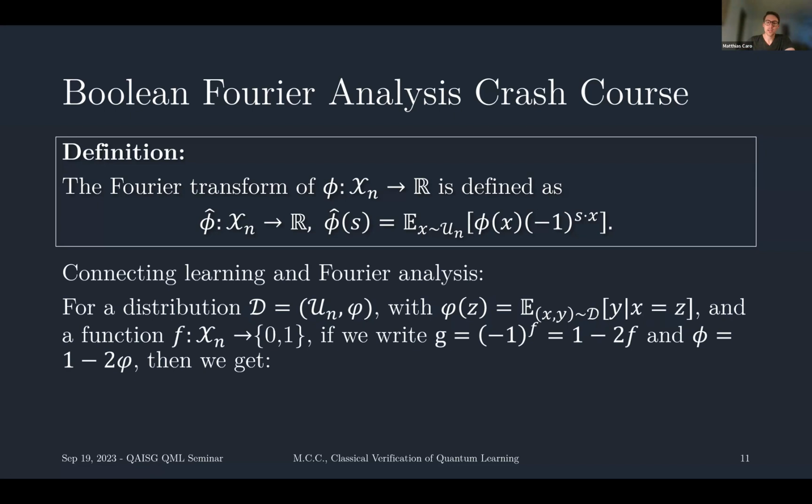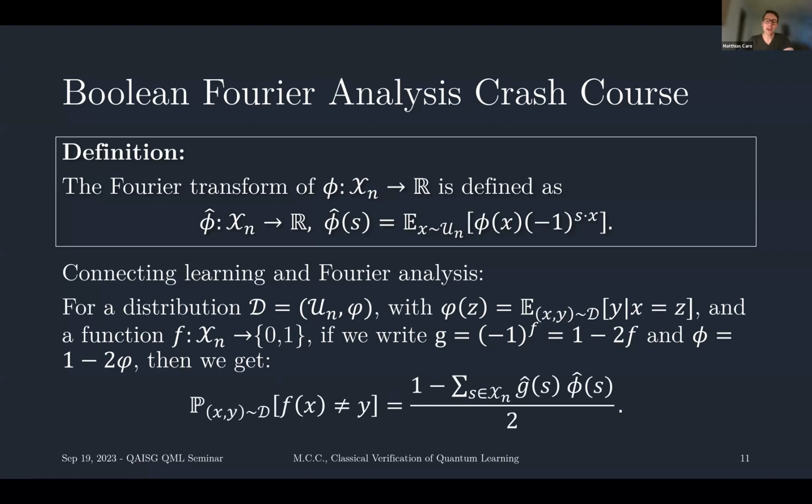So if I give you such a distribution and I give you a function f that maps n bits to a single bit, now for convenience, we're going to relabel. Instead of mapping to 0, 1, we're mapping to 1, -1. The easiest way to achieve this is to take (-1)^f. If you're dealing with 0, 1 valued functions, this is the same as taking 1 minus twice the function. And we're doing the same for this phi here. So I'm going to use a different phi symbol for 1 minus 2 phi. If you do all of this, then you can rewrite the probability that your function f misclassifies if you draw a sample from D.